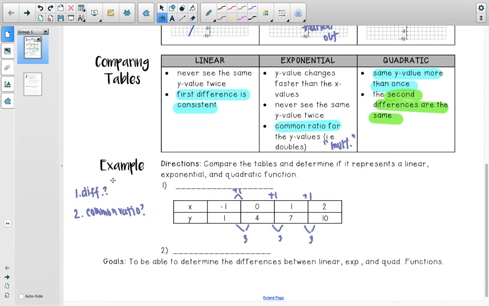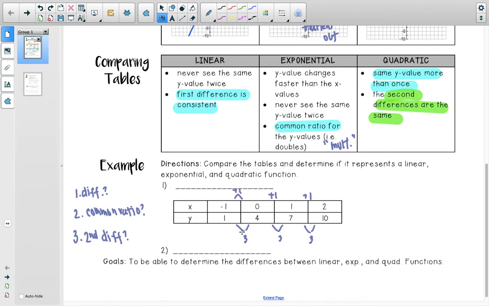Okay. The second question you would ask yourself if there wasn't a common difference, and you notice 4 minus 1 is 3, 7 minus 4 is 3, 10 minus 7 is 3, we have our answer, okay? But if you didn't have that, then the next step would be common ratio. And then the next step would be the second difference. So that's kind of what we're going to follow to do this.